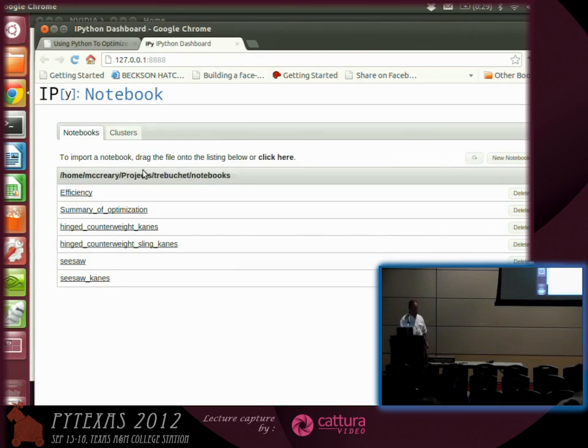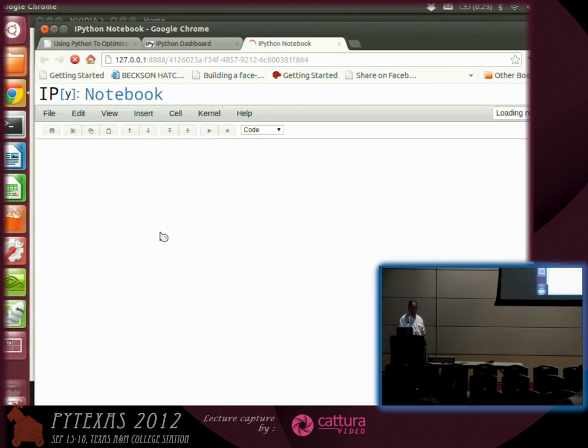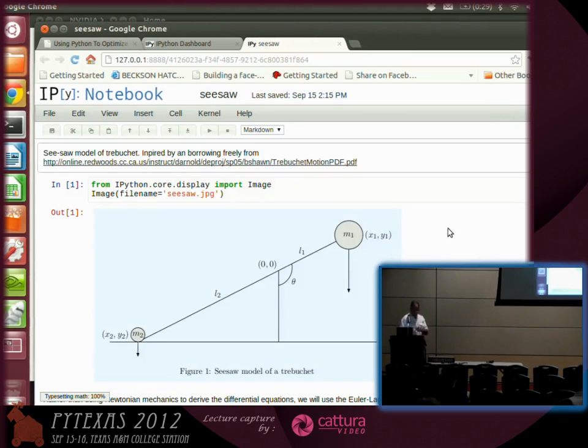Now, let's go straight into this. We have the mechanics of the seesaw model. So one way we can do the seesaw model is, and we saw this picture here earlier, this is the IPython notebook. And anybody recognize this is kind of the newish look to it, right?